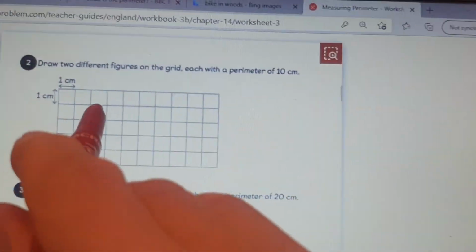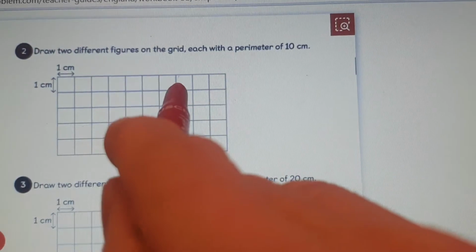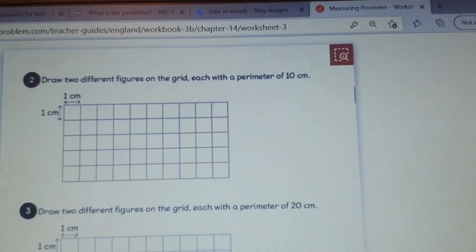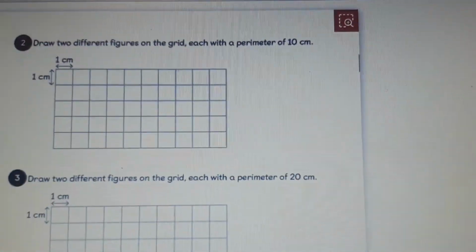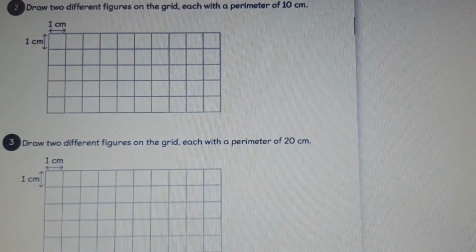Remember, the perimeter is the distance on the outside of the shape. You are adding up the length of each side of the shape. We are not multiplying. Okay, thank you.